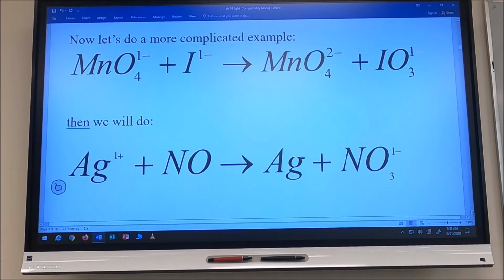Now, let's look at something a little bit more complicated. I have MnO4 1 minus plus an iodide ion going to MnO4 2 minus and an iodate ion. Okay? So let's run through doing this one. I'm going to write it on the board here and we're going to walk our way through. MnO4 1 minus plus iodide ion going to MnO4 2 minus plus the iodate ion.